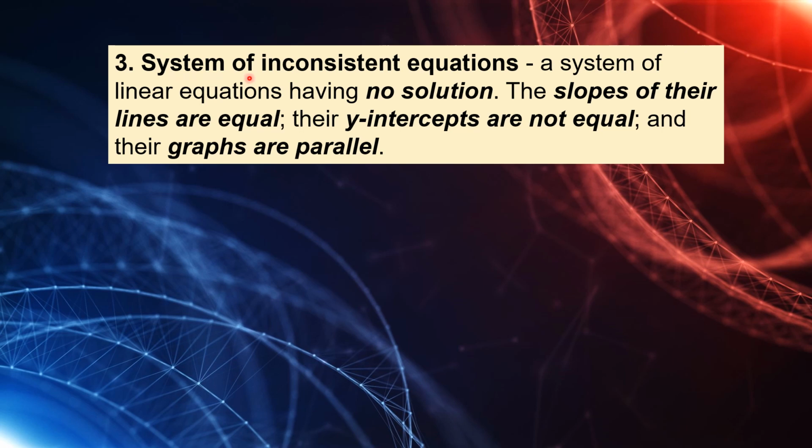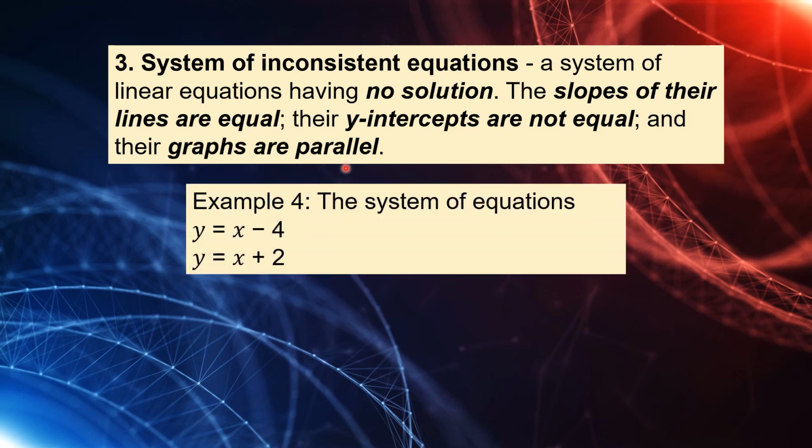And for a system of inconsistent equations, it is a system of linear equations having no solution. The slopes of their lines are equal. Their y-intercepts are not equal. And their graphs are parallel. So let's have an example. The system of equations y equals x minus 4 and y equals x plus 2.